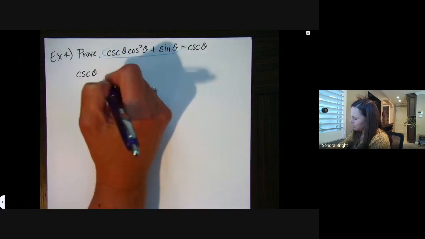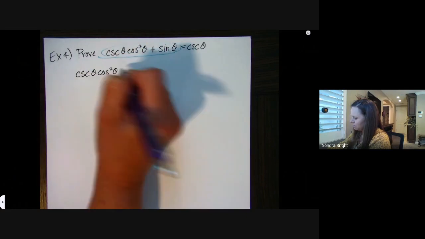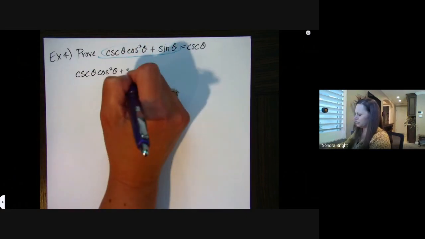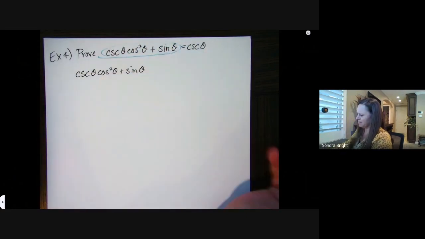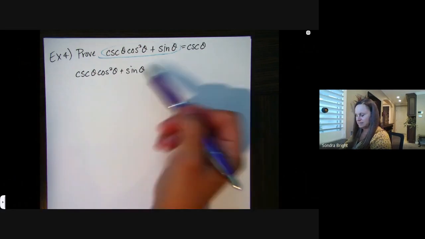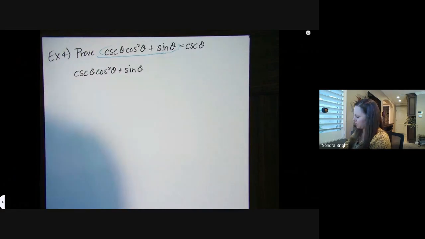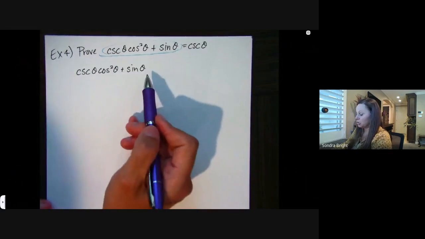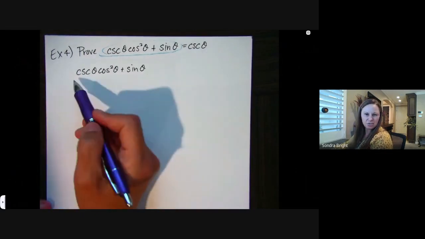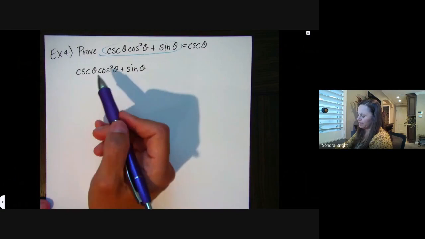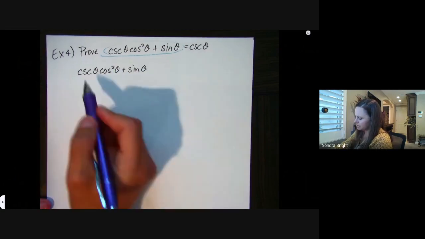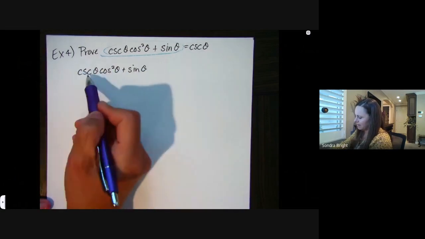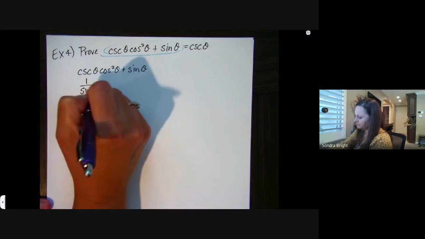Oh, you see what you could do? Not obvious. How the heck are you supposed to turn it into cosecant? Can I get rid of these guys? Not that I can see right off the top of my head. So here's what I'm going to do. When in doubt, and I don't have anything else, then I will turn things that aren't cosines and sines into cosines or sines. So cosecant is the reciprocal of sine. So this is 1 over sine times cosine squared.